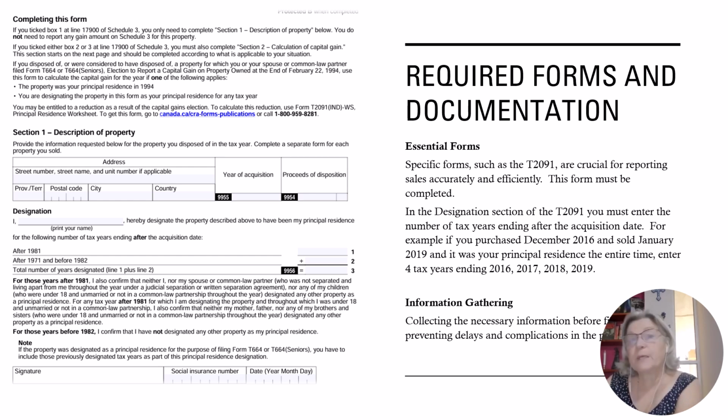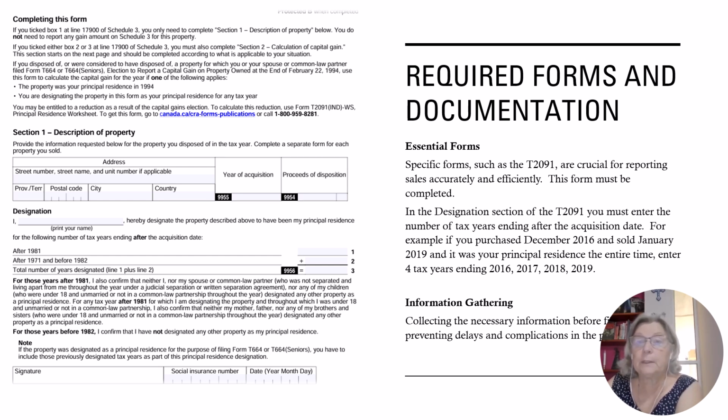So here's the second page of the Form T2091. You have to file this form. Okay, you must. If you don't complete this, if you sold your principal residence, you're non-compliant. Now, so here's the address, property, the year of acquisition, proceeds of disposition, your name, after 1981, between 71 and 82, and the total number of years.